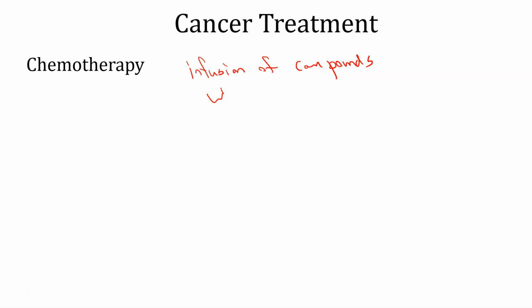All right, we'll finish up here by talking about various treatments that can be used to treat cancer. One is chemotherapy, which is basically just an infusion of agents or compounds, I guess you could say, which destroy dividing cells. So it's actually pretty broad. It will just go through and destroy any cell that's undergoing cell division.